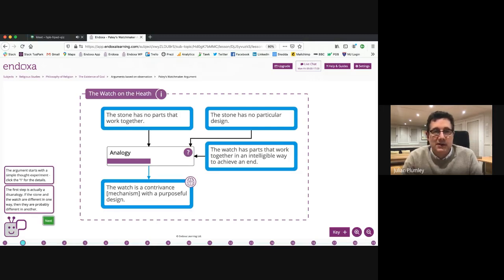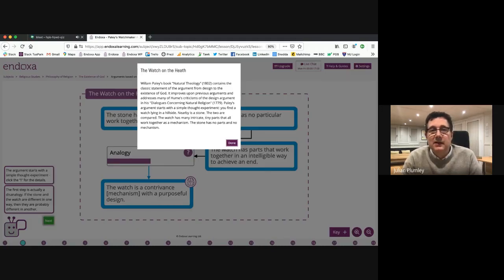What's important about this is the scenario, and that's the dashed purple box. That tells you what the context of the argument is. So I'm going to click on that. There's a little bit about Paley's book. And I've mentioned here the thought experiment that Paley starts his book with. It's very simple. It's just a man on a hillside, and he finds a watch there, a mechanical watch, and he finds a stone as well, and he compares the two.